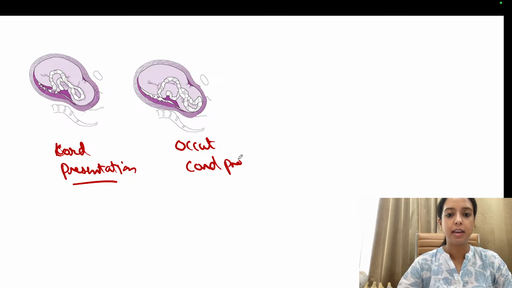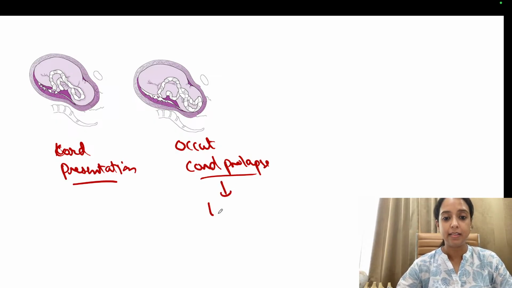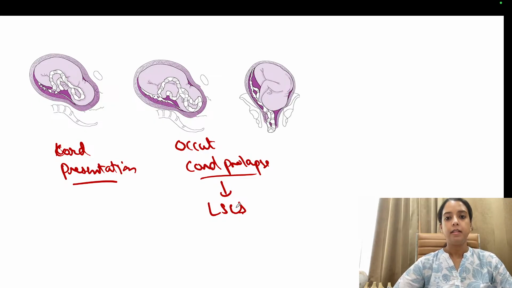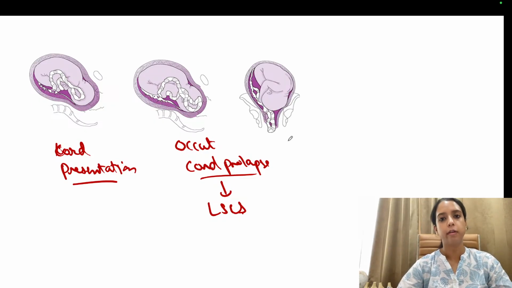I'm just showing the image in case it comes. What is the diagnosis? Occult cord prolapse. What is the management of this condition? Always LSCS. This is cord prolapse. This one is cord prolapse.